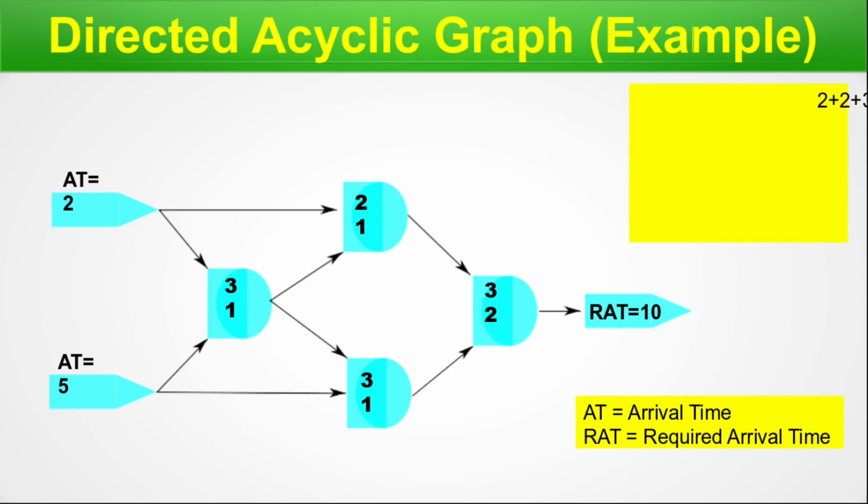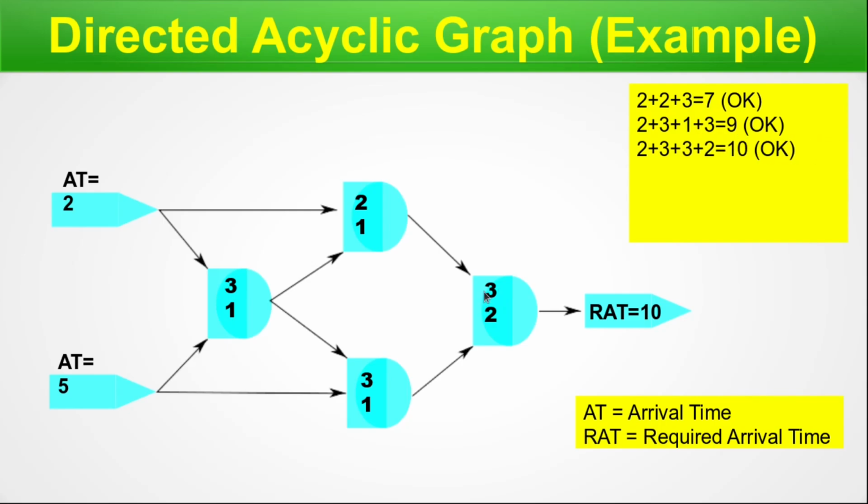This is how we calculate. The first one: 2 plus 2 plus 3 is equal to 7. So this is okay because it is within the RAT range. What we have specified as RAT, it is within that specific range. The next one is 2 plus 3 plus 1 plus 3 equal to 9. So this is again within the required arrival time. So this path is okay.